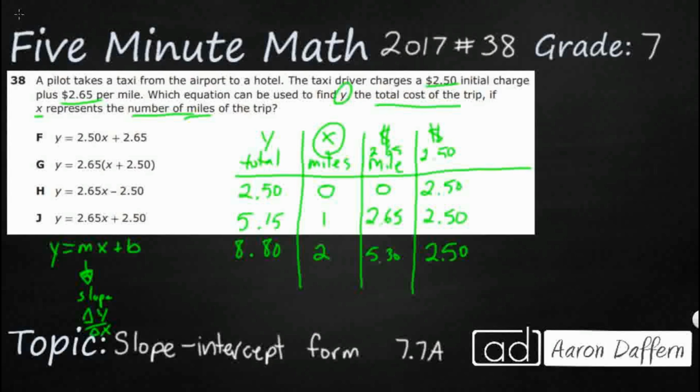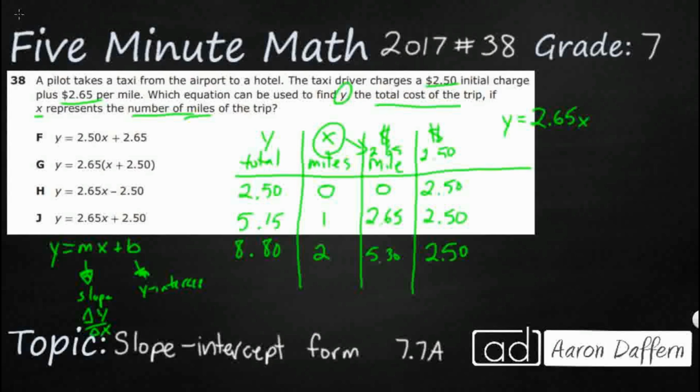And so what are we multiplying this x by? Well, look, here's our miles. What are we multiplying our miles by? Well, every mile costs $265. And so we can say, well, y equals our slope. They give that to us, is 265, because that is what is changing our x. Now this b is our y-intercept.